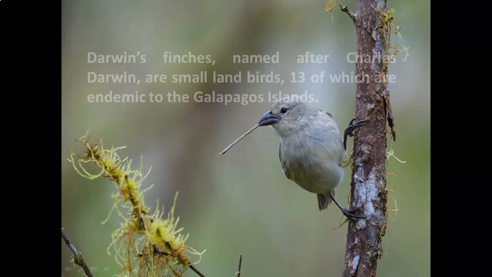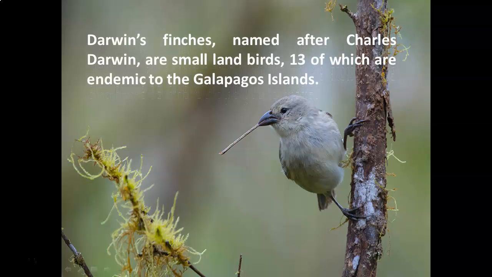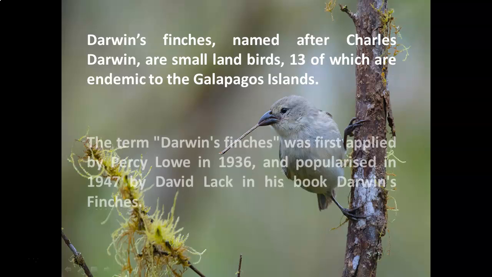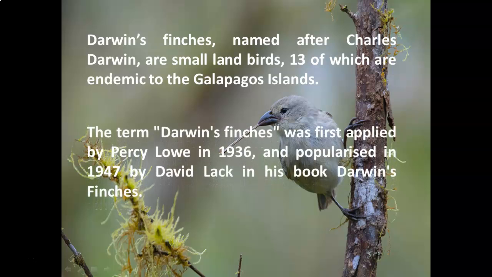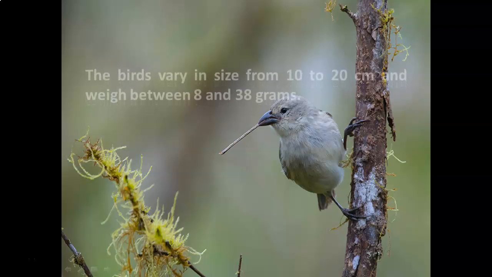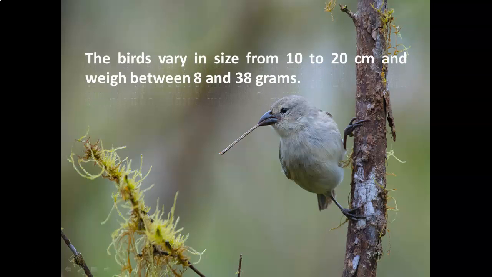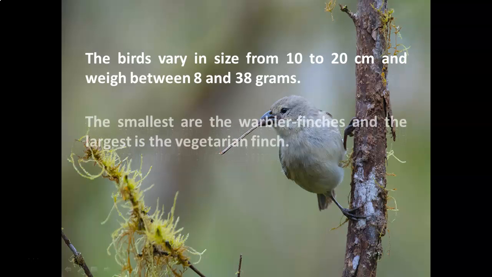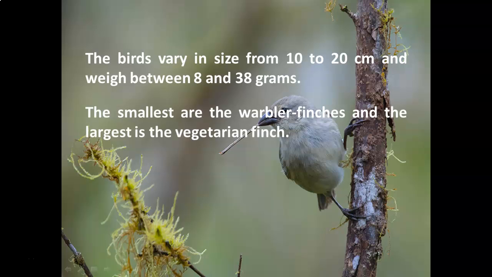Darwin's finches, named after Charles Darwin, are small land birds, 13 of which are endemic to the Galapagos Islands. The term Darwin's finches was first applied by Percy Lowe in 1936 and popularized in 1947 by David Lack in his book Darwin's Finches. The birds vary in size from 10 to 20 cm and weigh between 8 and 38 grams. The smallest are the warbler finches and the largest is the vegetarian finch.